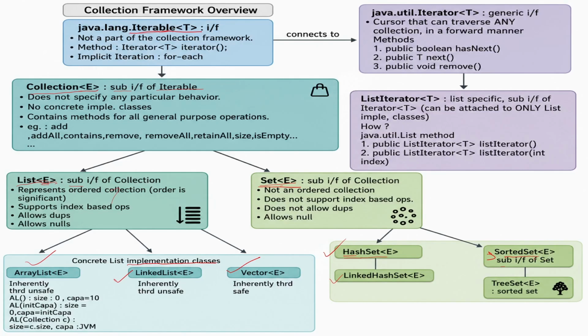Okay, sorted set. And tree set is the implementation class of the sorted set. There is one more called navigable set, but for now you understand tree set is the implementation class of the sorted set. I will revisit. Okay, so iterable is what? Parent interface.